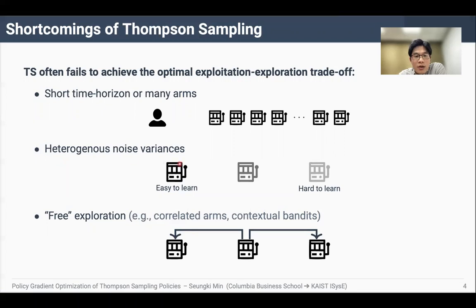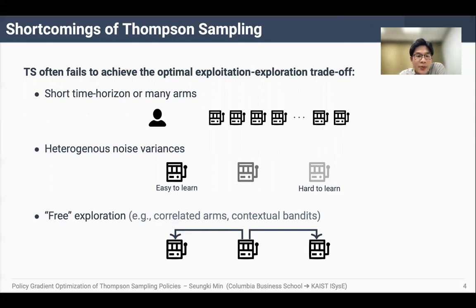As another example, the arms may have different noise variances. For example, this arm may be easier to learn, whereas this arm may be harder to learn. In this case, we're better off trying out this arm first because we can quickly learn about it and quickly decide whether to keep it or discard it from our consideration. But Thompson sampling does not incorporate this noise variance information into its arm selection rule, so it will treat them all as equally likely if they have the same priors.